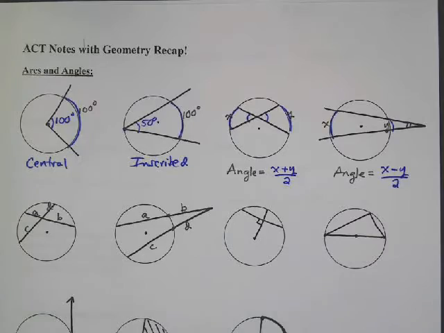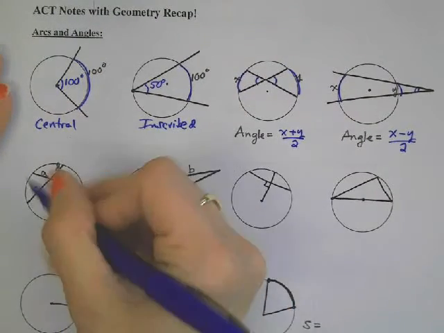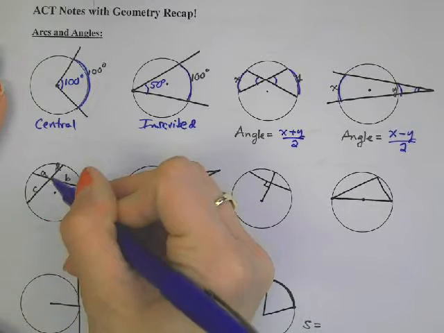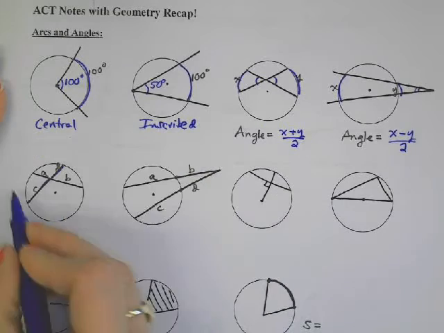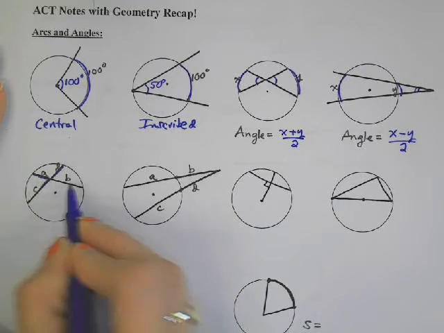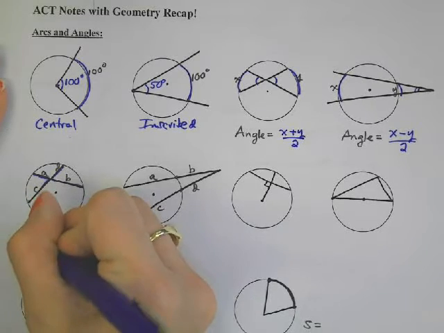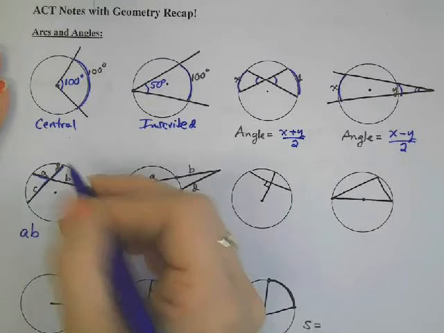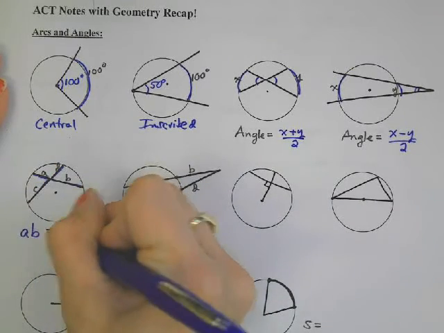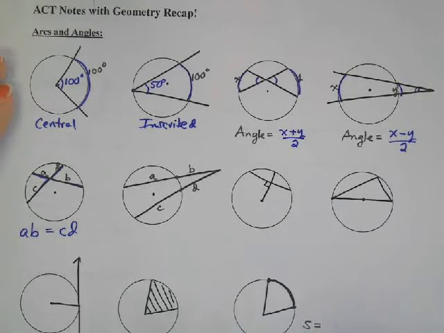Okay, now we're going to go ahead and take a look at some chords and some segments. So here I have a chord inside the circle, okay, and there's two pieces to it. There's the C part and the D part, and here's another one that's been chopped into A and B. The rule says if you take A times B, take the two pieces and multiply them together of one chord, then that equals C times D. You can go ahead and multiply them.